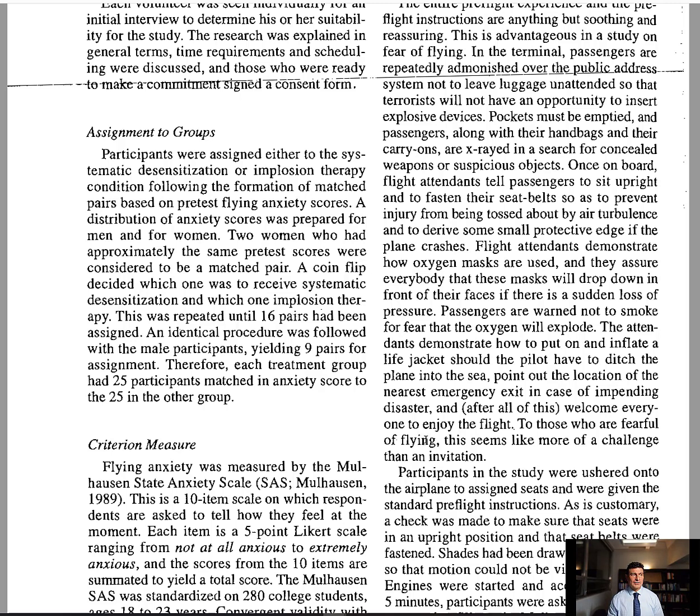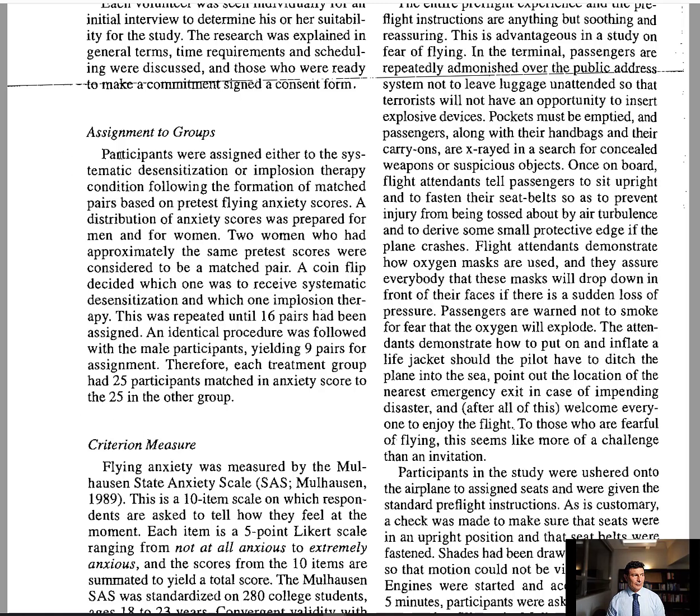The engines start. They do a public address. These things happen, and then once the engines start, the tray table comes down, and they're asked to fill out this Mulhausen State Anxiety Scale. So it's a 10-item scale. So from there, we know how much their anxiety is at pre-test. So this is before intervention, before everything else. We know where their anxiety is.